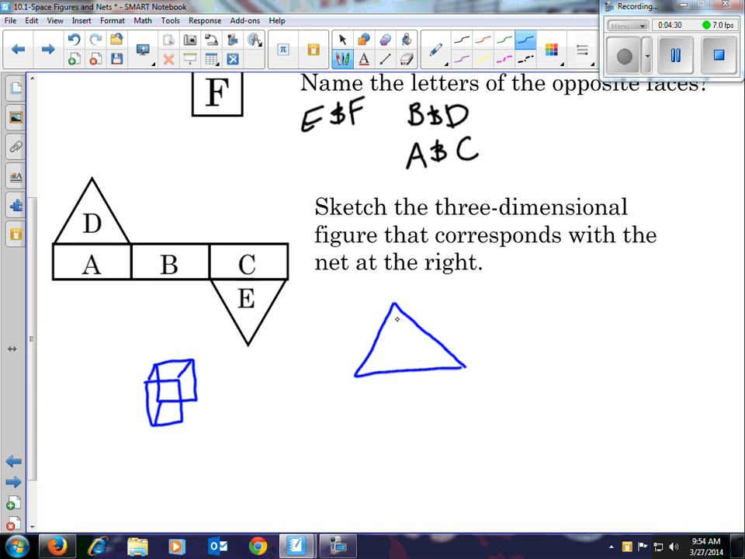We're going to do the same type of thing, except we have a triangle, and I'm going to draw another triangle underneath, like this. And then I'm just going to connect all of my vertices to make edges. And this is what my shape is going to look like. I have 3 rectangles, so 1 rectangle, 2 rectangle, 3 rectangle, and 2 triangle faces. So I have a triangle here and a triangle here. So this is what my three-dimensional shape would look like.